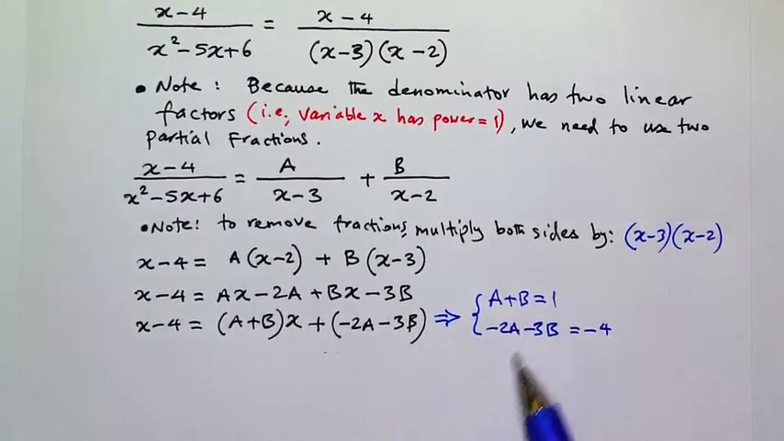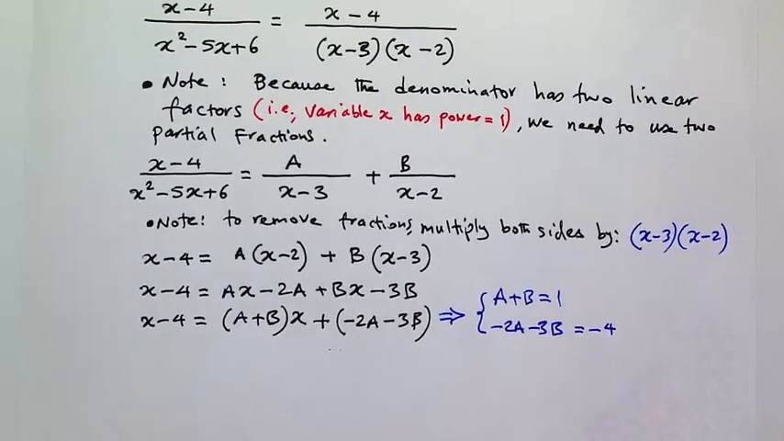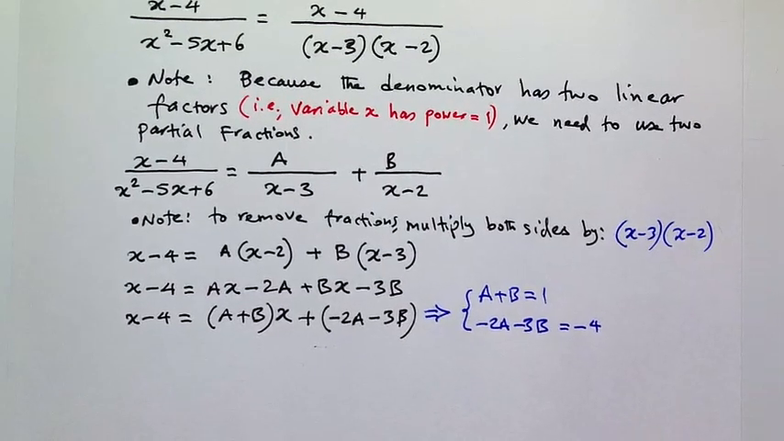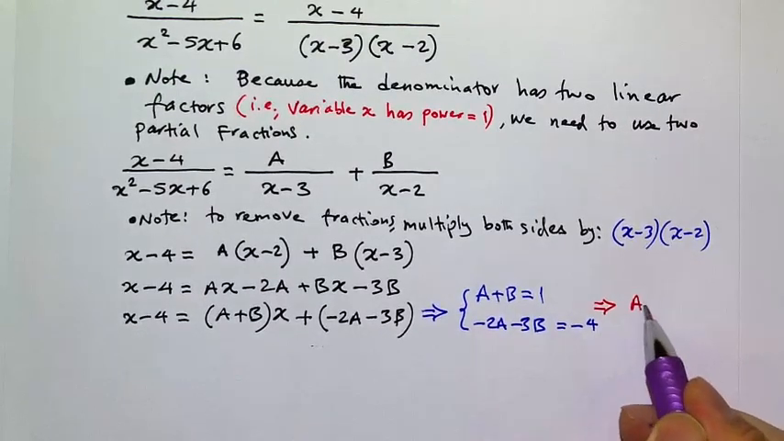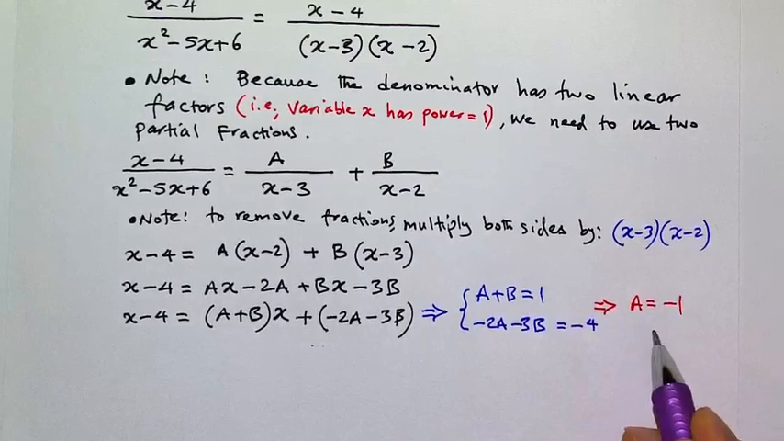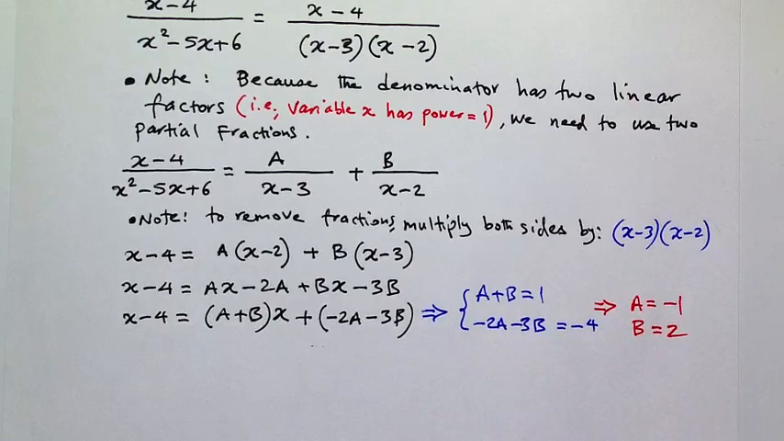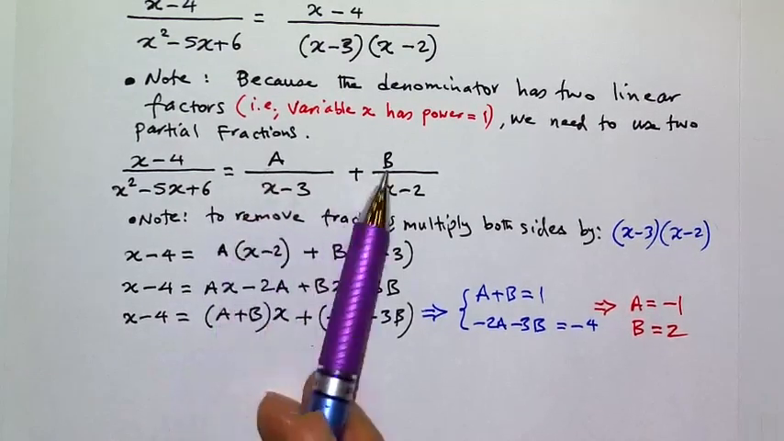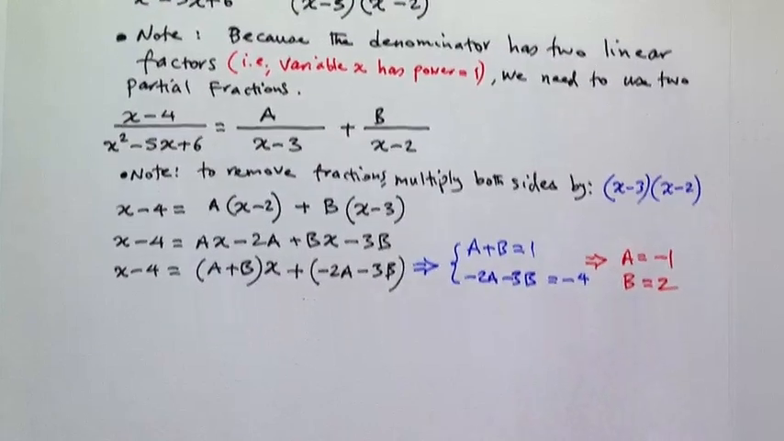So I'm not going to go through solving this. This is a pretty easy, simple system to solve. So I'm just going to put down the result. So after you solve this system, we should agree that a is equal to minus 1 and b is equal to 2. So now we replace a and b with this result. Okay, let's do that.